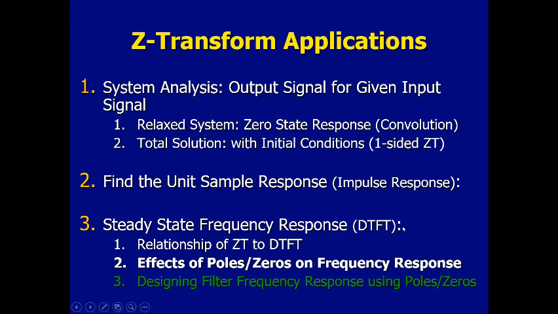So what we'll do next time is reconnect the Z-transform to the DTFT, look at how we approach analyses that we could do with the DTFT using Z-transforms, and then we'll introduce the inverse transforms and get to how we do relaxed system convolution, zero-state responses with Z-transforms, how we can find unit sample responses from the H of z transfer function, and then we'll move on to how we can find the total solution using initial conditions in a one-sided Z-transform.